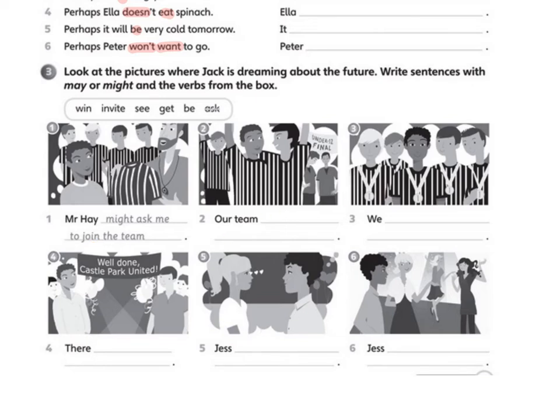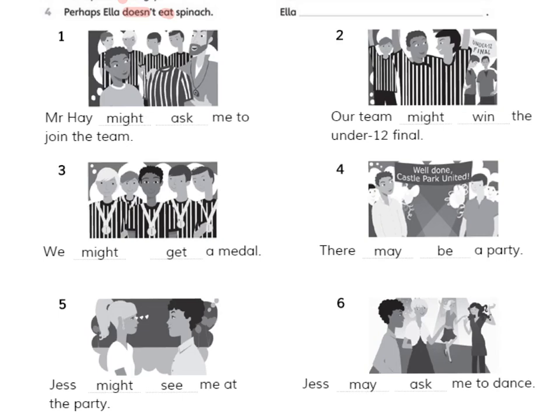All of these things could be different from one person to another. Please pause the video right now and use these verbs to write sentences about the future of Jack. These are the suggested answers of the book. But then again, remember, you may have something different, and that's okay. This one was the example. Let's move on to the second one. It says, our team might win the under 12 final. Again, if you put something similar, it's okay. Like our team may win the cup, our team may win the match, or might win the match.